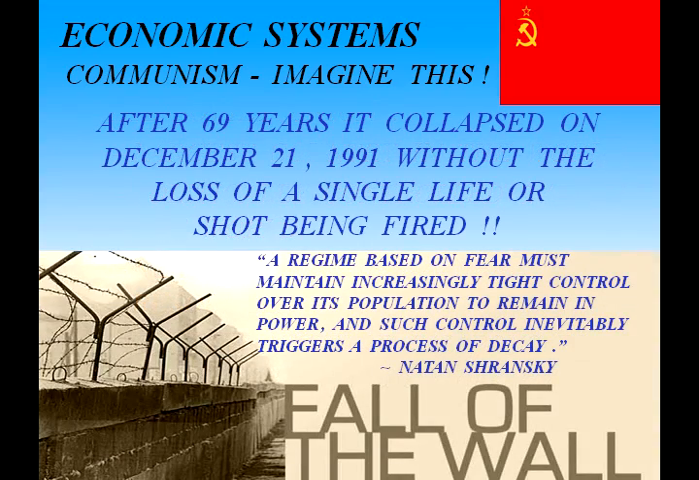However, after 69 years of trying to get communism to work, it collapsed on December 21st, 1991, without, and this is absolutely remarkable, a society collapsed without the loss of a single life or a shot being fired. This is detailed at great length in a great book by Natan Sharansky. It's titled "The Case for Democracy."